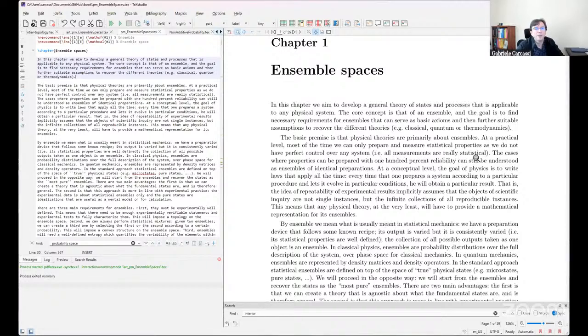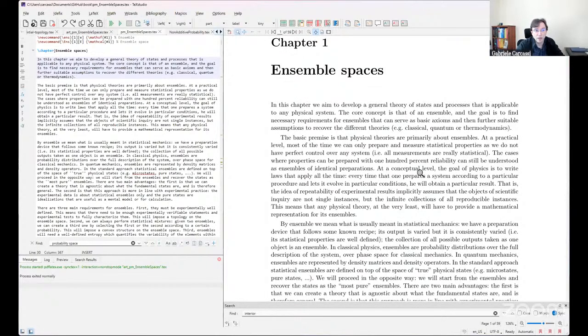And people sometimes do this in generalized probability theories or even in introductions to quantum mechanics, where they concentrate on the measurements themselves. And what we're doing here is also concentrating on the preparations. The cases where properties can be prepared with 100% reliability can still be understood as an ensemble of identical preparations.